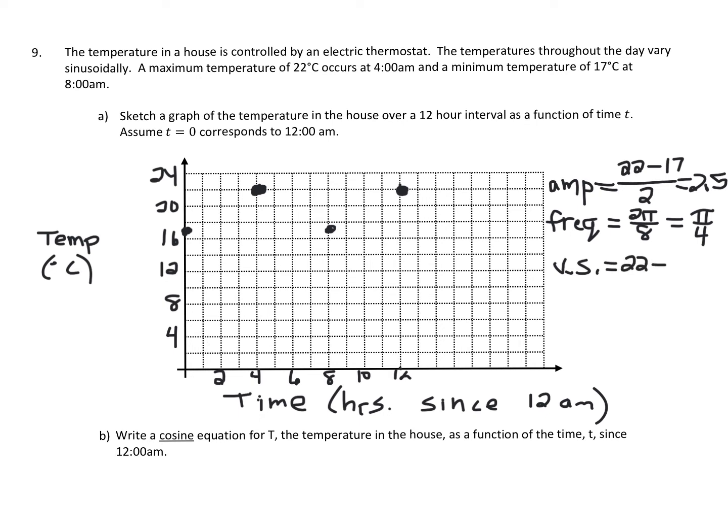And we just found the amp to be 2.5. So 22 minus 2.5 equals 19.5. That's where our vertical shift occurs.